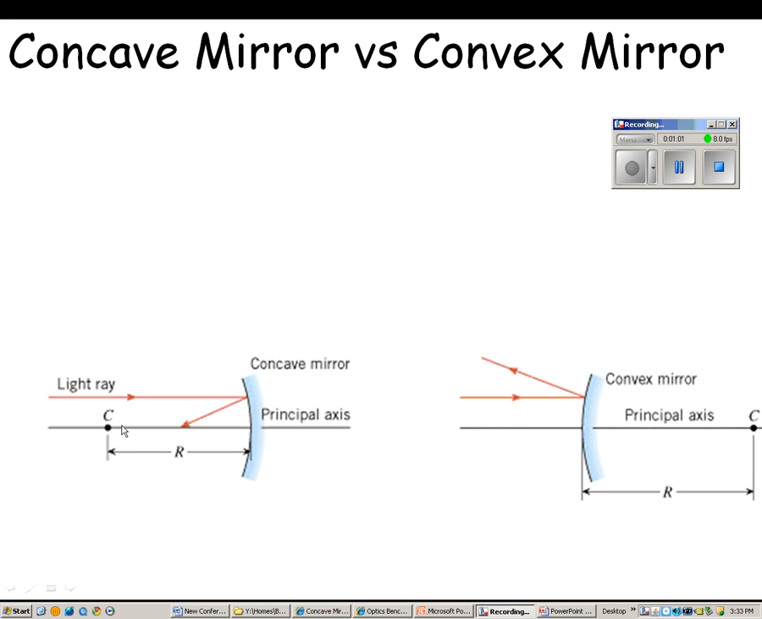Now, the center of curvature is also sometimes called the radius of curvature. If you were to extend this mirror out and make it a big sphere, that C would be right in the center of that sphere, and the focal point is halfway in between that center and the mirror.